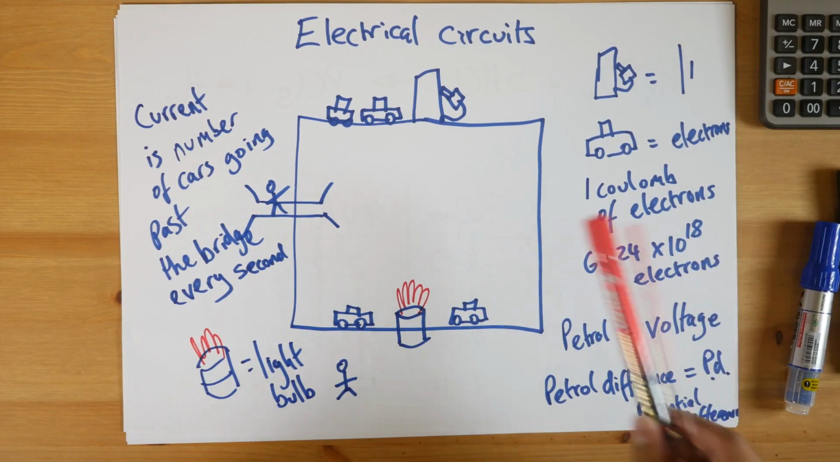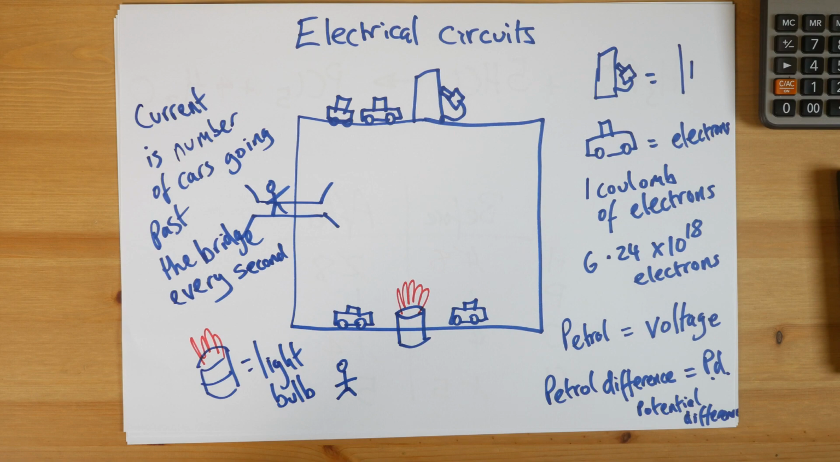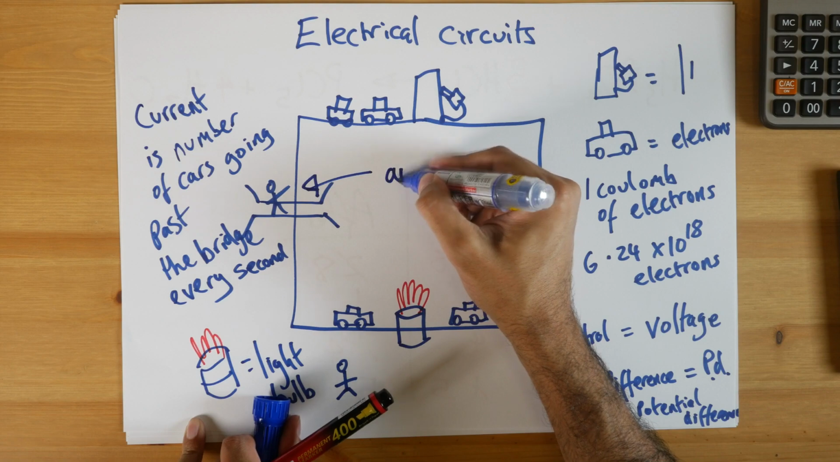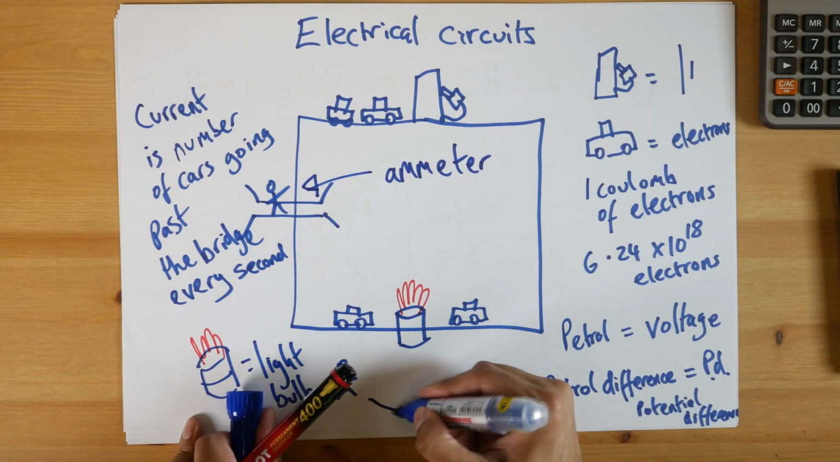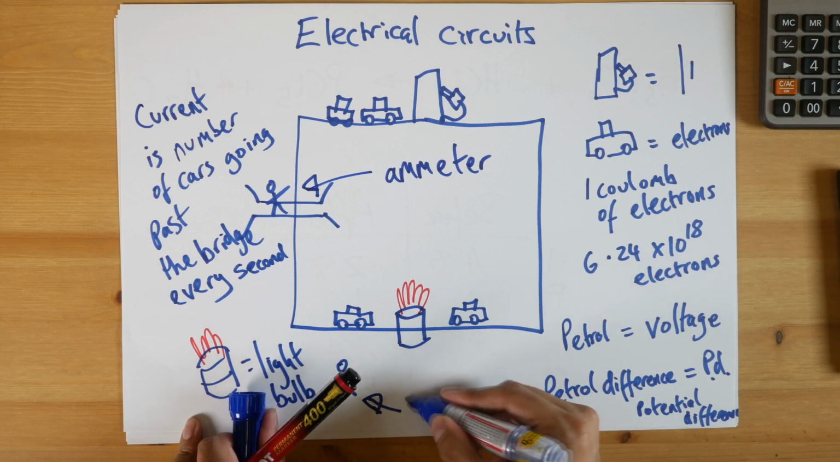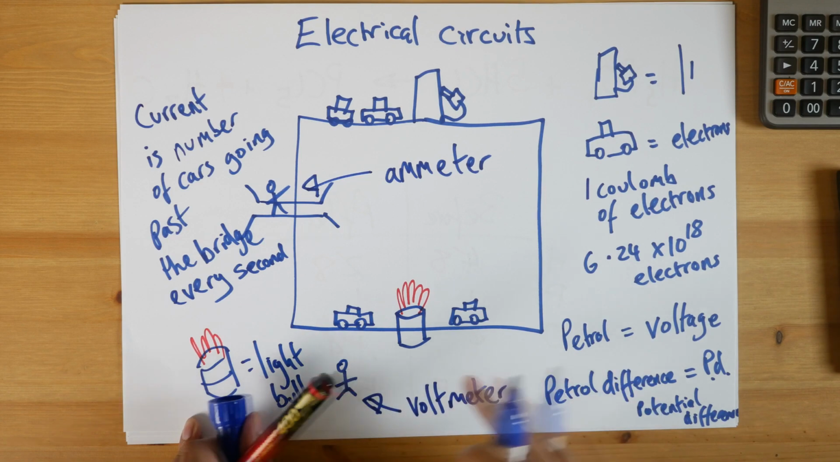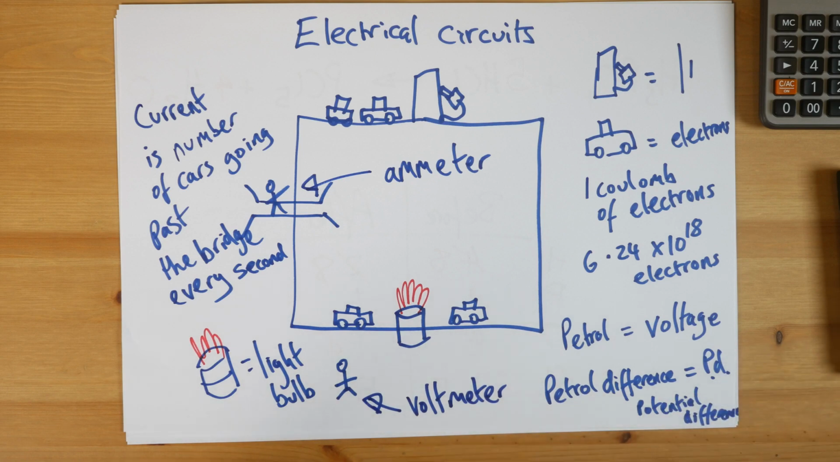So what does the light bulb do? It converts electrical energy into light energy and heat energy, which is what this oil drum is doing over here. And then that leaves these two guys. This guy represents an ammeter. An ammeter is a device that measures current. And this person here represents a voltmeter, which is a device that measures the difference in voltage across a device, otherwise known as the potential difference.